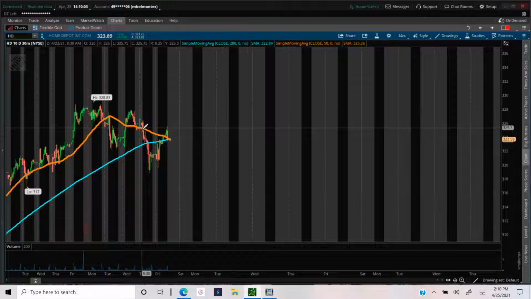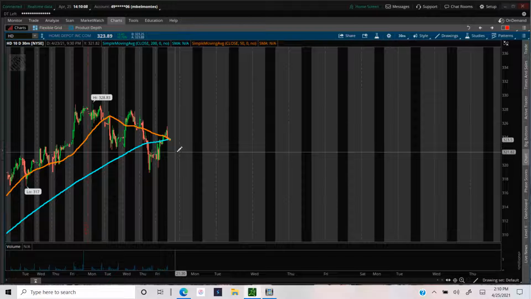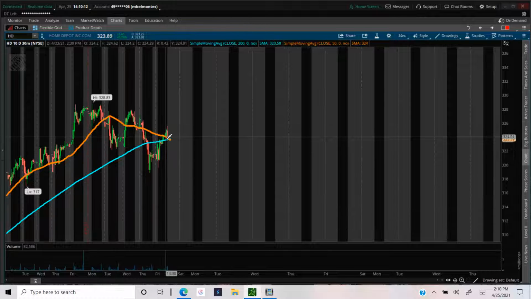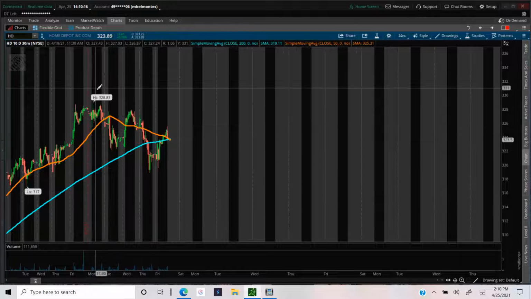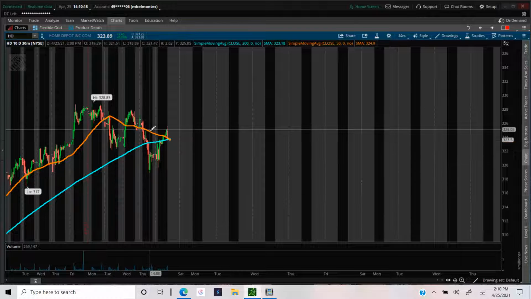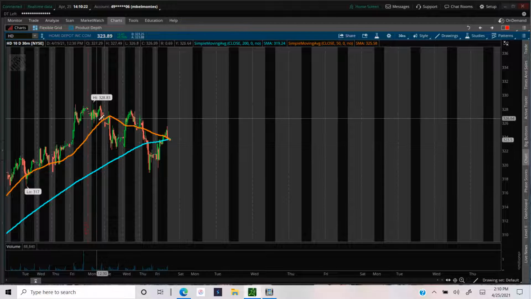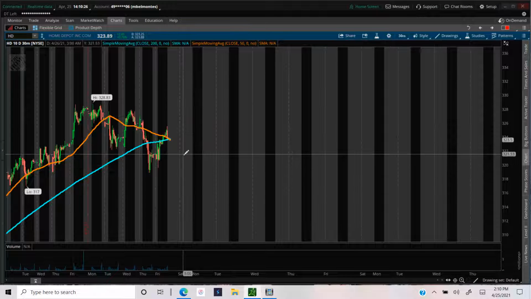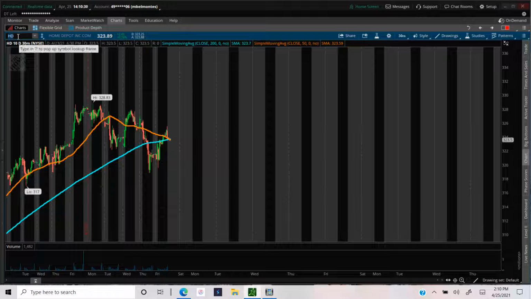When the 50 crosses below the 200, that's considered a death cross. A death cross means that a bearish move to the downside is near. When the 50 goes above the 200, that's a golden cross.